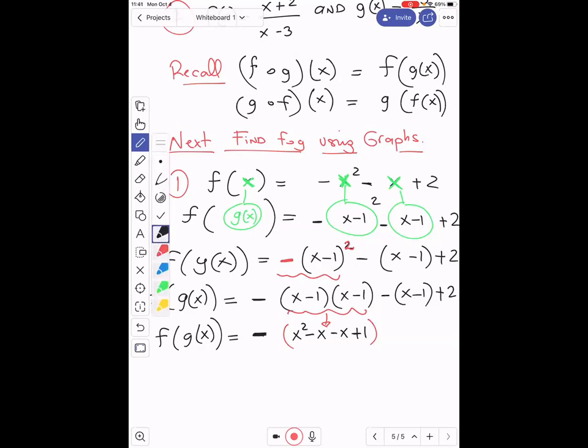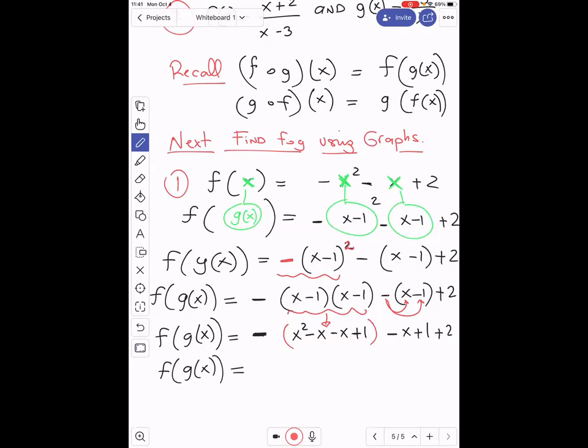Next, there's this minus. You distribute the minus, so minus x, minus 1, that will be a plus 1. So that's minus x plus 1, and then plus 2. Right, so that's f of g of x.